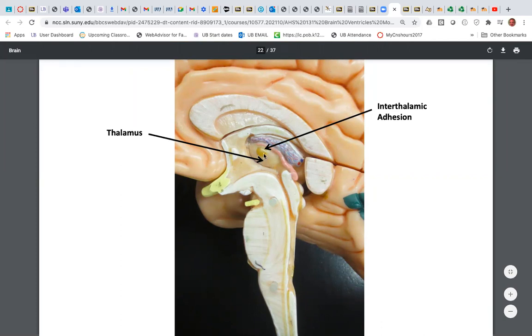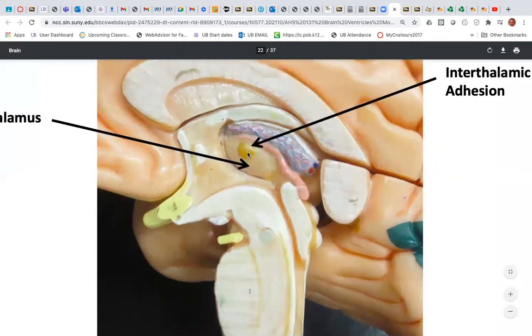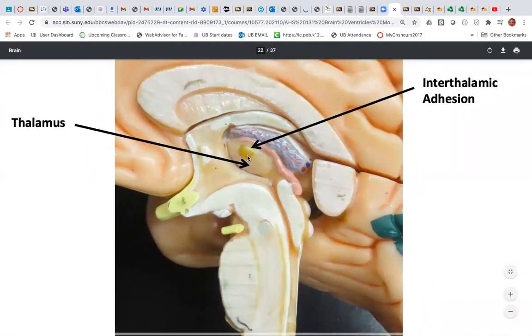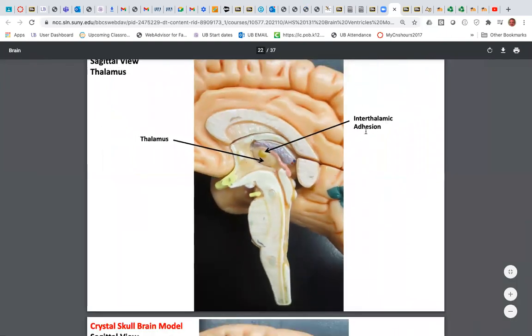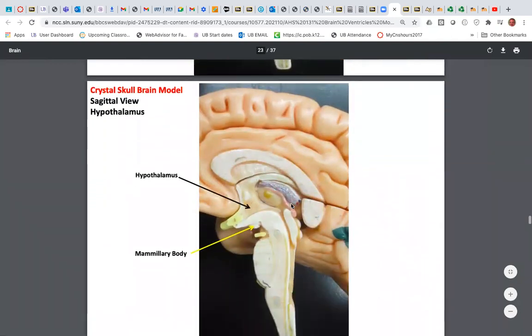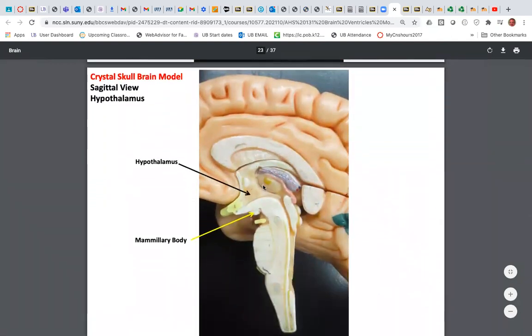The yellow circle that looks like the sun, that's right there, that's the interthalamic adhesion. Thalamus, interthalamic adhesion. Again, thalamus, interthalamic adhesion.